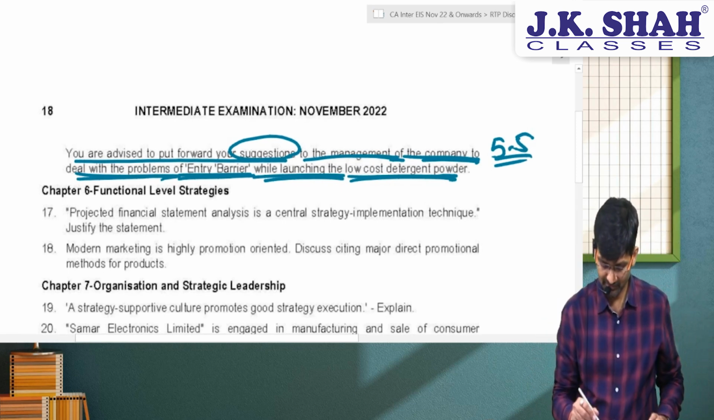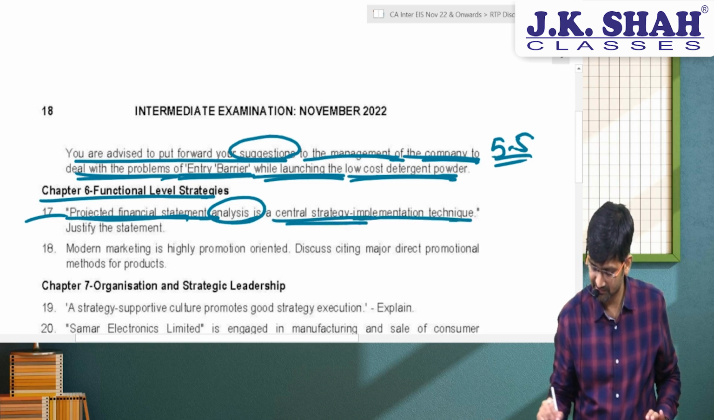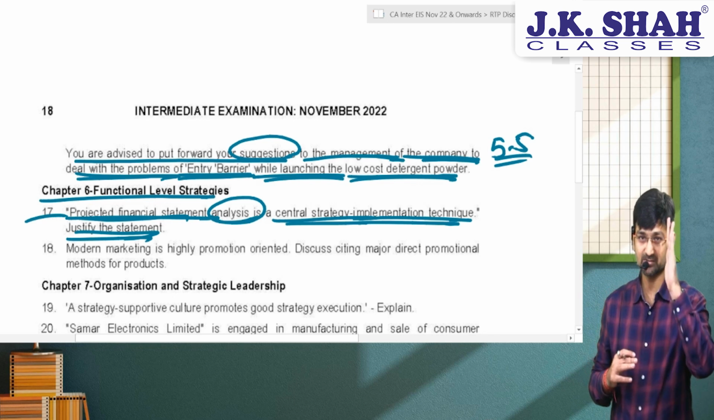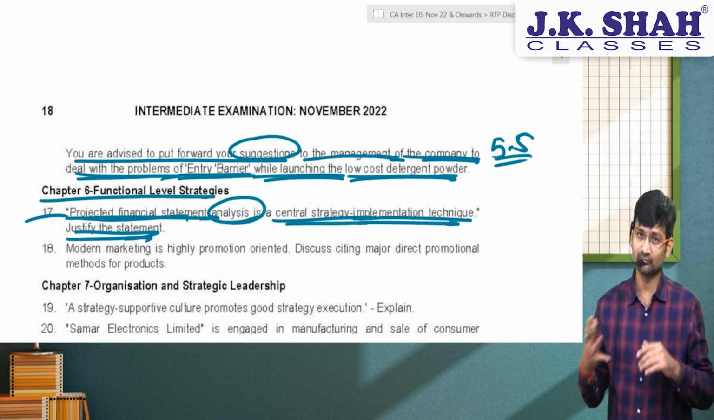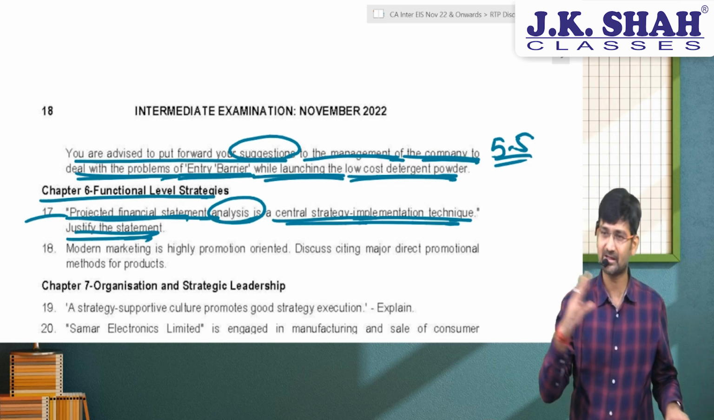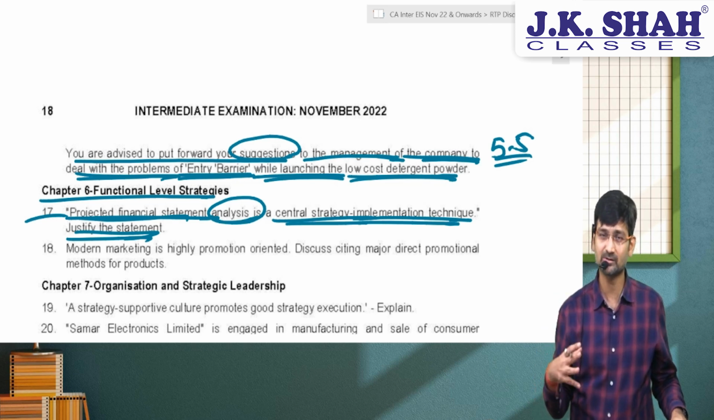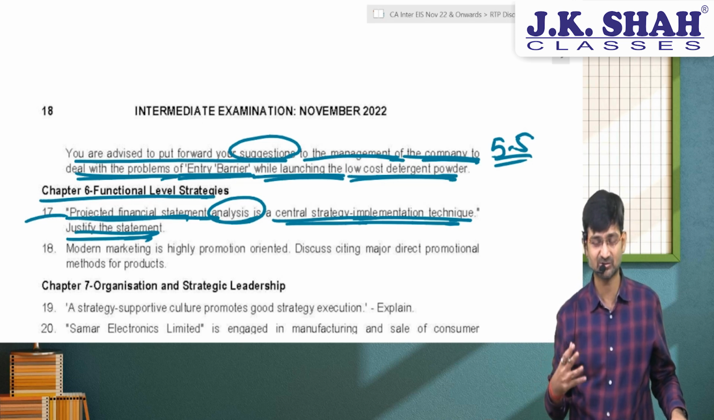Last parts. Chapter 6. Projected financial statement analysis is a central strategy implementation technique. Justify the statement. Within finance strategy, you had 4 main things that you had to do. The second part was projected financial statements. So first you have to make the projected financial statements. Based upon them, you will do the utilization of funds. Hence, that is going to be an important role while we make our financial strategies.